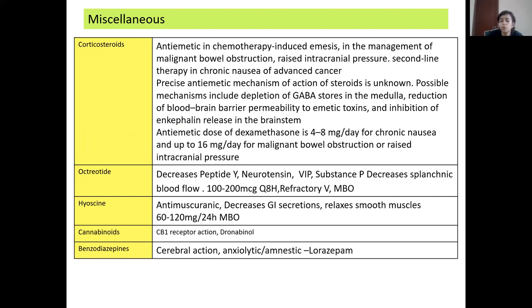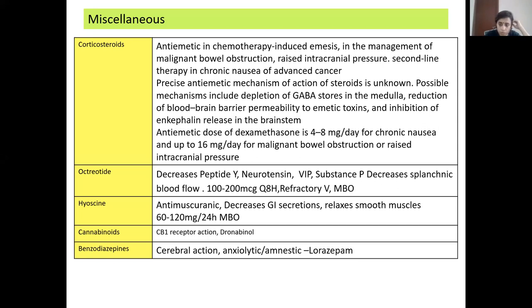Steroids, we know in many symptoms like pain also, we use a lot of steroid, and it has a broad spectrum action in terms of anti-emesis. Again, the exact mechanism is not known, but it may be related to the GABA receptors or reducing the pressure, most often in cerebral mets. The antiemetic dose would be much lower than the malignant bowel obstruction dose. It is usually 4 milligram or 8 milligram per day would be fine.